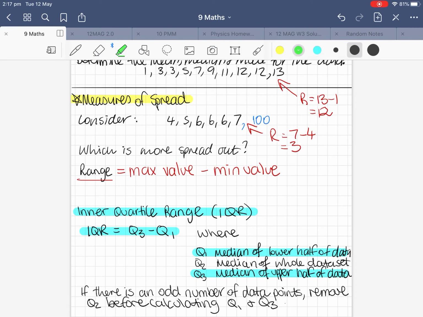That makes us question, well, if there's Q3 and Q1, what is Q2? Q2 is actually the official abbreviation for the median of a data set, which is the middle value. If there's an odd number of data points when we consider our lower half and upper half of a data set, that means we just remove the median before we calculate Q1 and Q3. And we have an example of this on the next page.